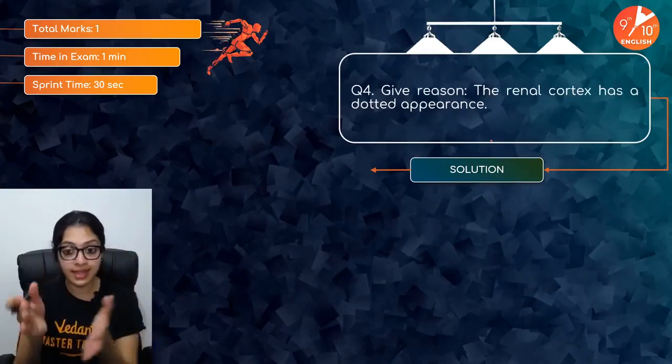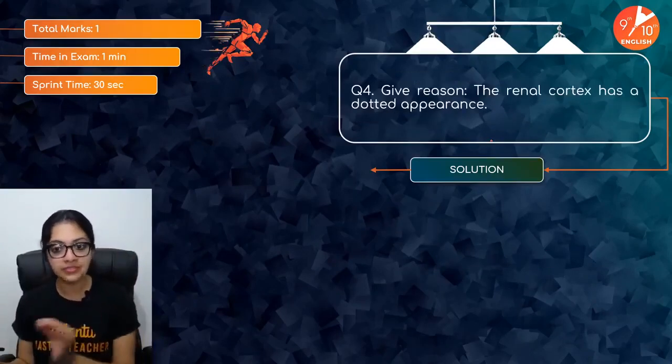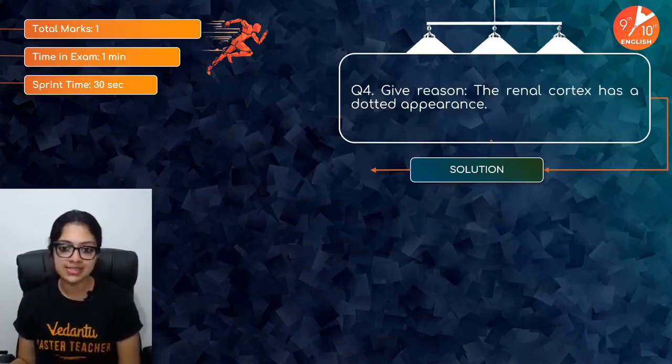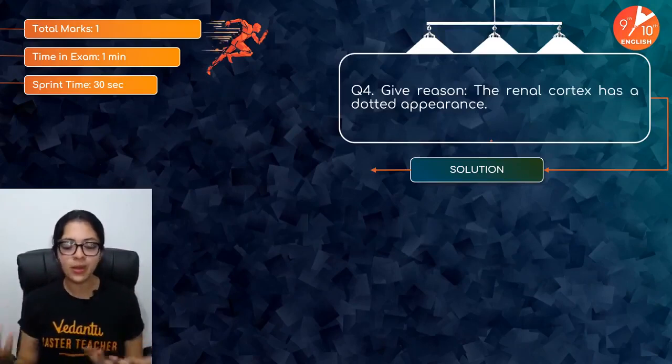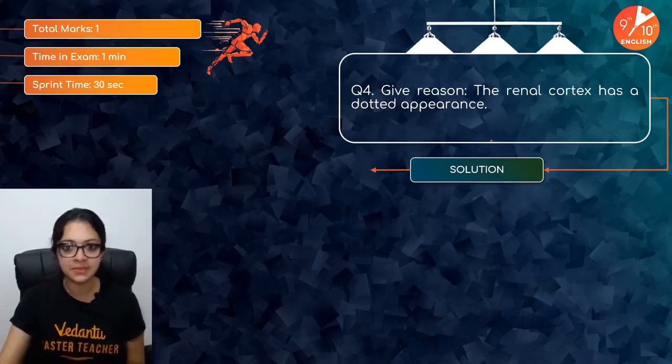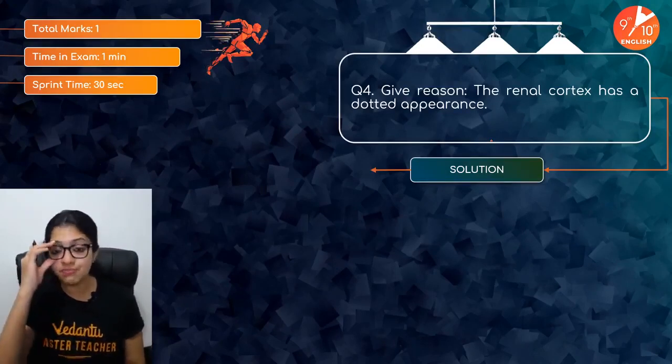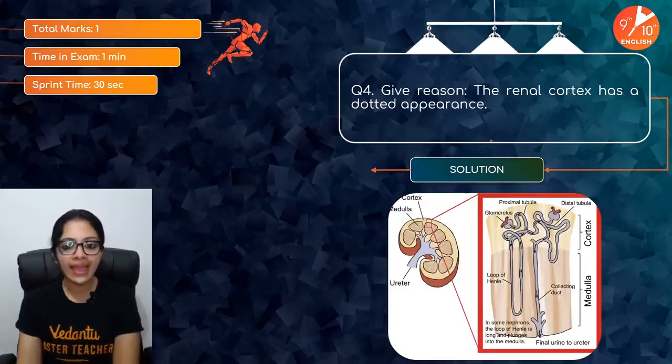Now, another exam favorite question is here. Give reason. The renal cortex has a dotted appearance. Okay. Why do you think so? This is quite often asked in ICSE exams. I've been seeing it in a lot of past years' papers. So why does this occur?